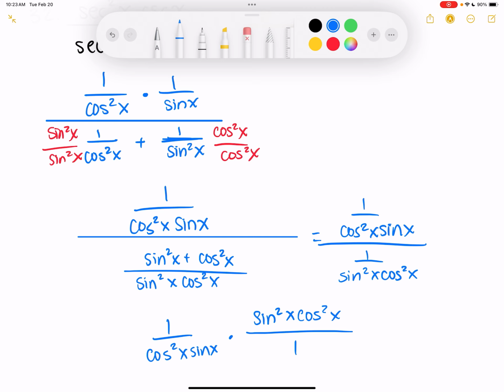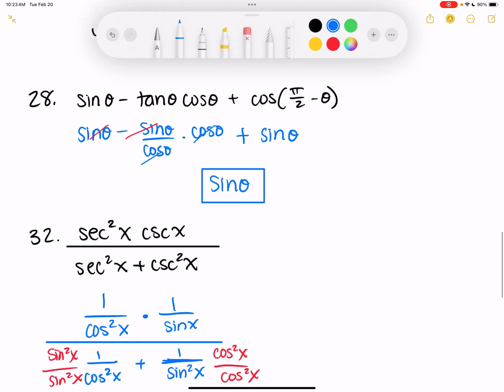What am I left with? Sine x. Scary problem turned out not so scary, which is always good. Let's see, that was 32, right? Yeah. Okay.